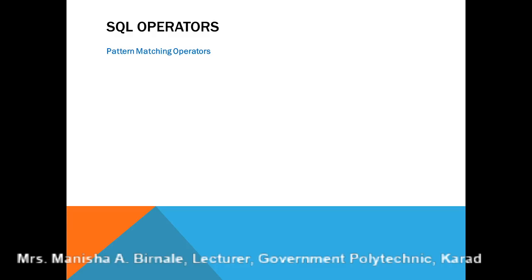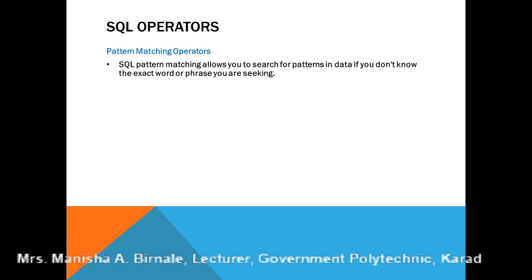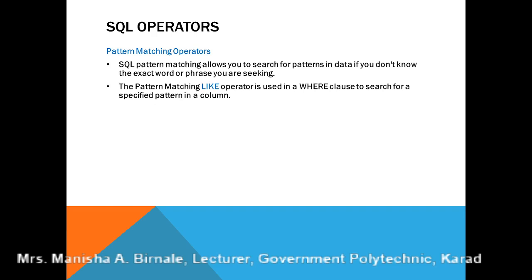Now the second type of SQL operator is pattern matching operators. SQL pattern matching allows you to search for patterns in data if you don't know the exact word or phrase you are seeking. For example, suppose the column is email address, and in that column you want to check whether the email address contains the at character or the dot character, then you can use such type of pattern matching operators.